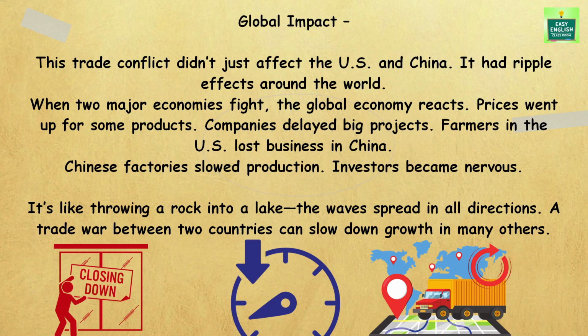This trade conflict didn't just affect the US and China, it had ripple effects around the world. When two major economies fight, the global economy reacts. Prices went up for some products, companies delayed big projects, and farmers in the US lost business in China. Chinese factories slowed production, and investors became nervous. It's like throwing a rock into a lake. The waves spread in all directions. A trade war between two countries can slow down growth in many others.